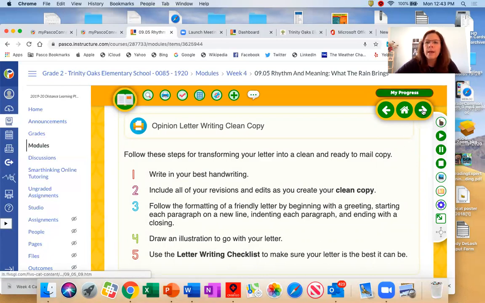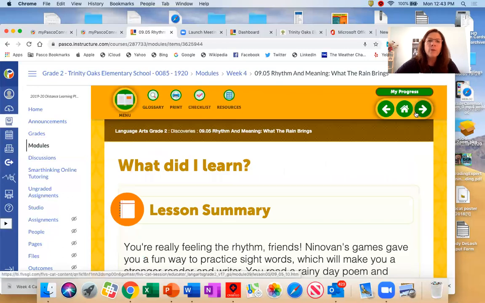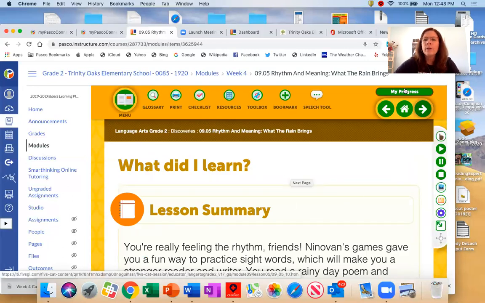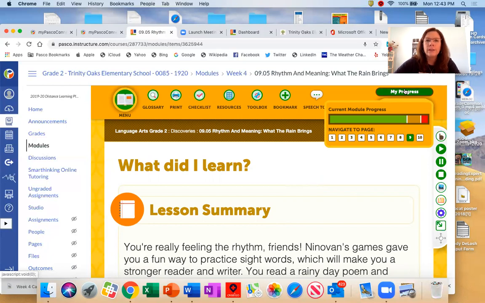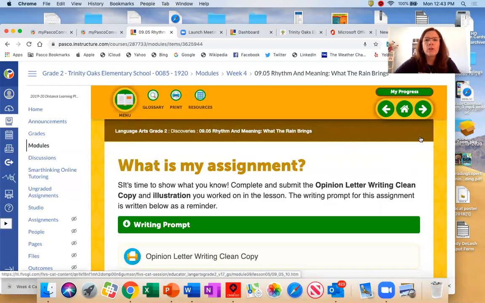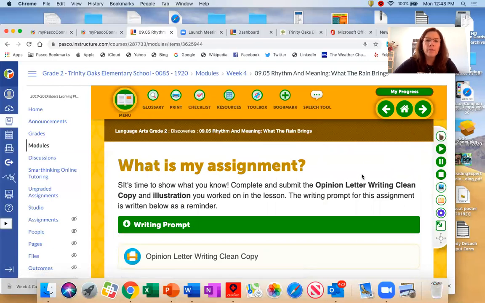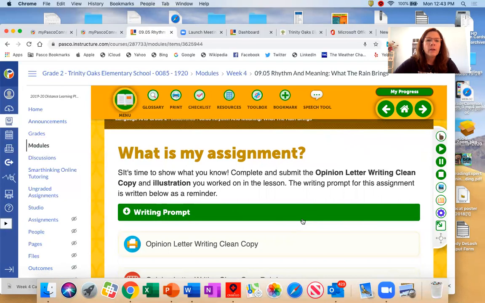So what is the assignment? If we look, all right, here's what you learned. So when you want to know what the actual assignment is, if you open up the My Progress band up here, and then you see all the pages, the actual assignment is on the last page. This is what you're going to want to submit. What is your assignment? It says, complete and submit the opinion letter, writing clean copy and illustration that you worked on in the lesson.